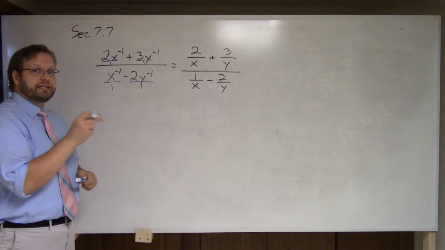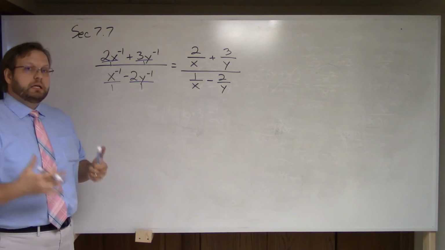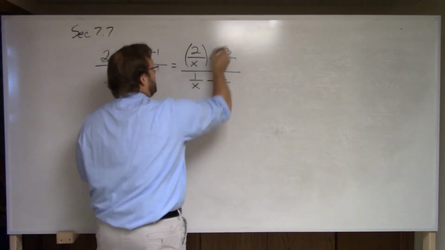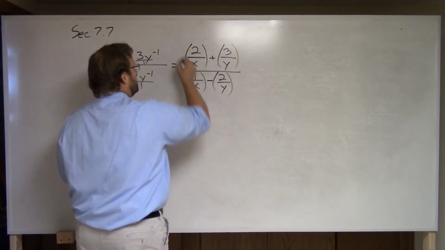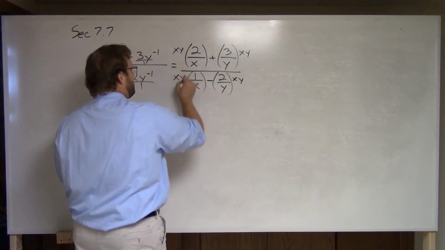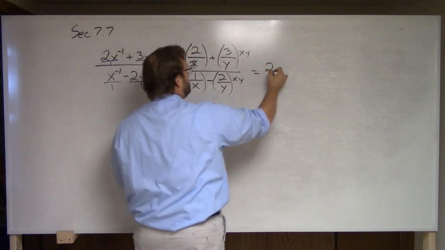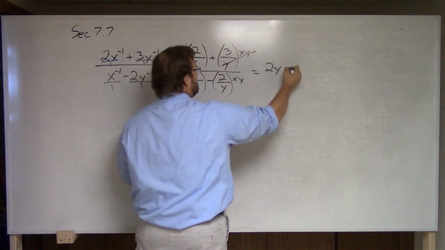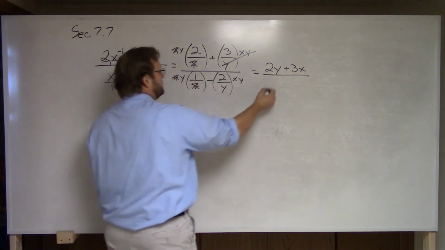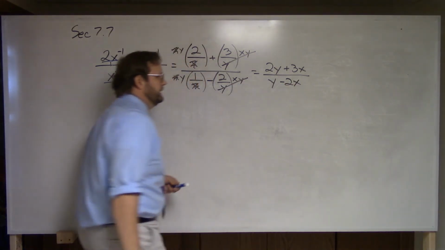And this is just like the example we just did, where we're going to use that method 2 idea where we clear all those out. The LCD among the entire thing is xy. So I'm going to multiply all 4 of these terms by xy. The x's cancel. I have 2y. The y's cancel. I have 3x. The x's cancel. I have y. The y's cancel. I get the 2x.